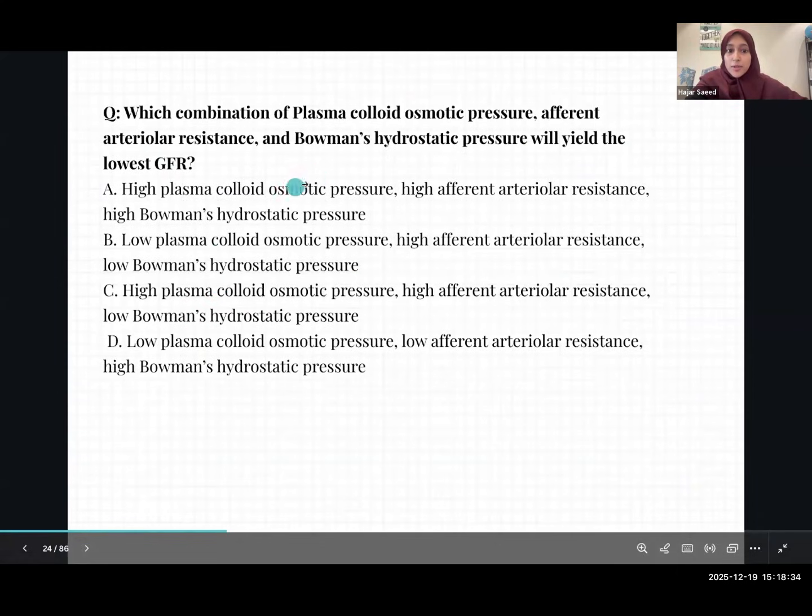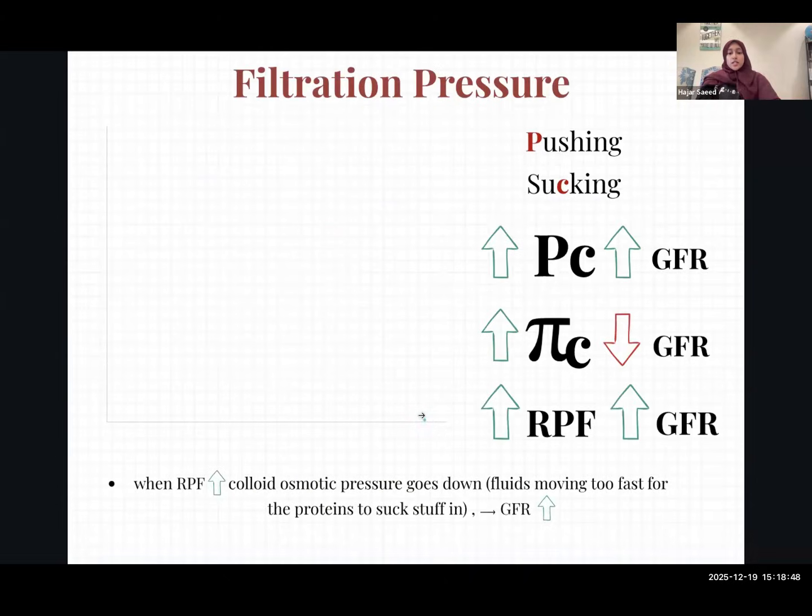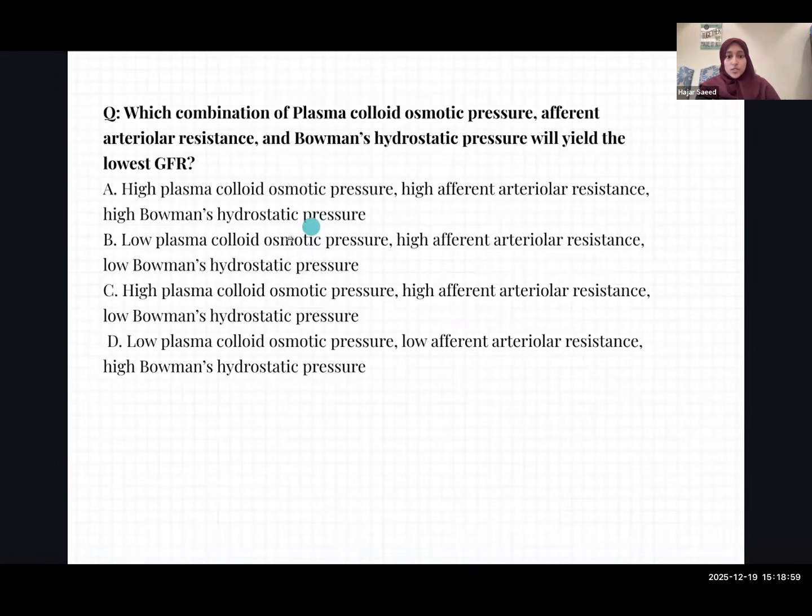High plasma colloid osmotic pressure, high afferent arteriolar resistance, and high Bowman's hydrostatic pressure. This is because high plasma colloid osmotic pressure will lead to a lot of sucking in, so it lowers GFR. High afferent arteriolar resistance, we'll get to that, and high Bowman's hydrostatic pressure. One more thing, Bowman's hydrostatic pressure, again, we said it's pushing. The Bowman space is the outside. If we're pushing things into the capillary, low GFR. So this will lead to low GFR.